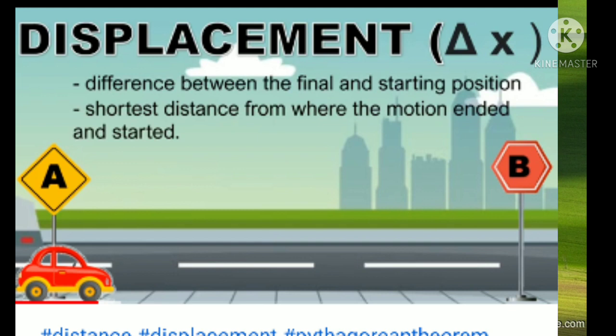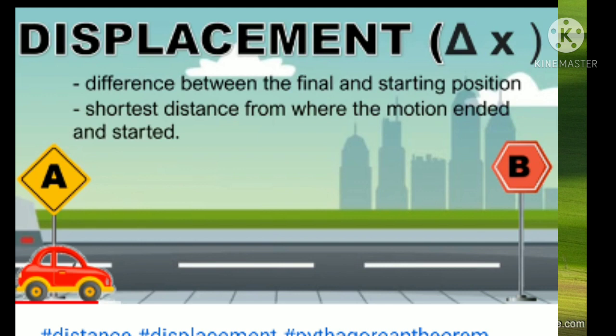Next one, what is meant by displacement? What is displacement? The difference between the initial and the final position is called displacement, or we can say the shortest distance from where the motion started to where it ended.